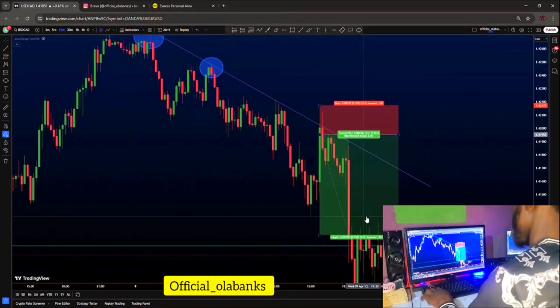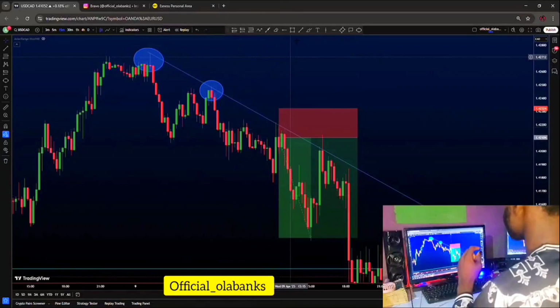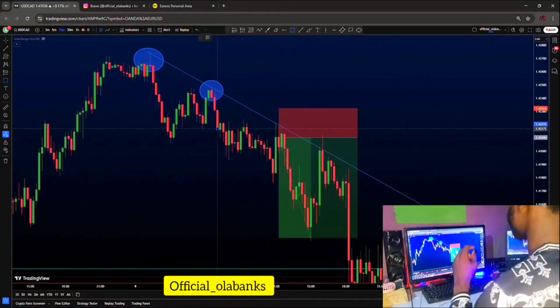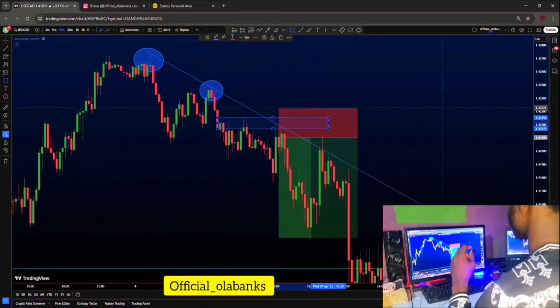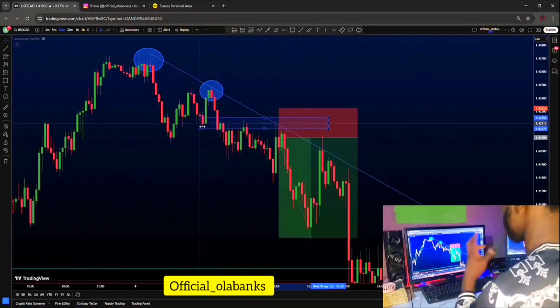So now let's go back to this particular first one. You can actually use your support. There is an existing support here. Actually, I don't know if you can see that.